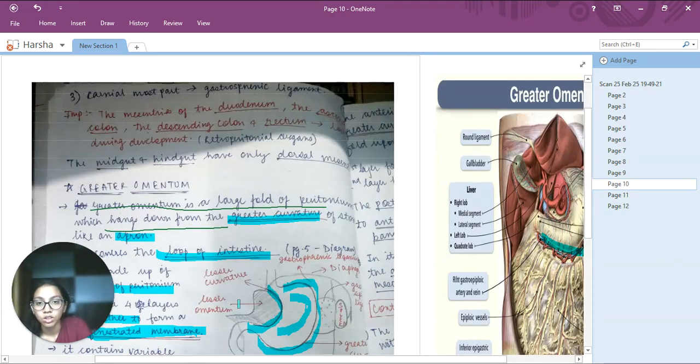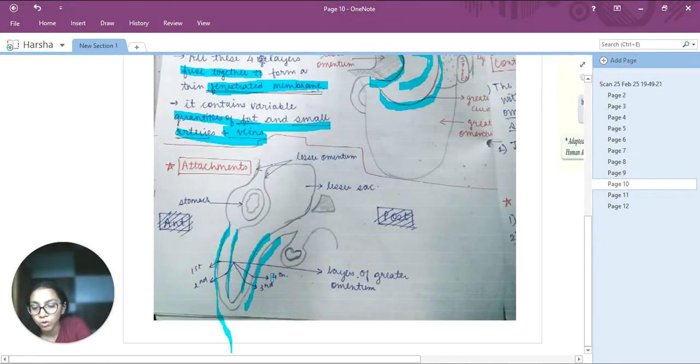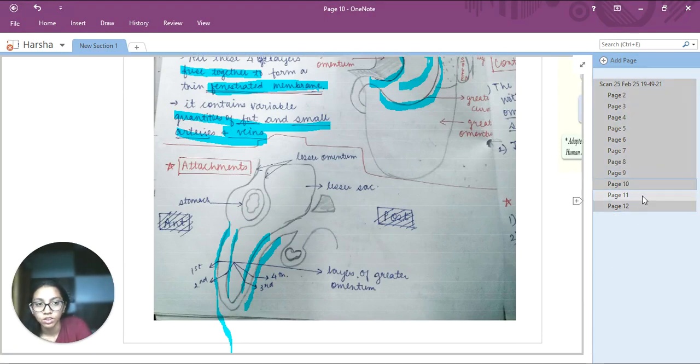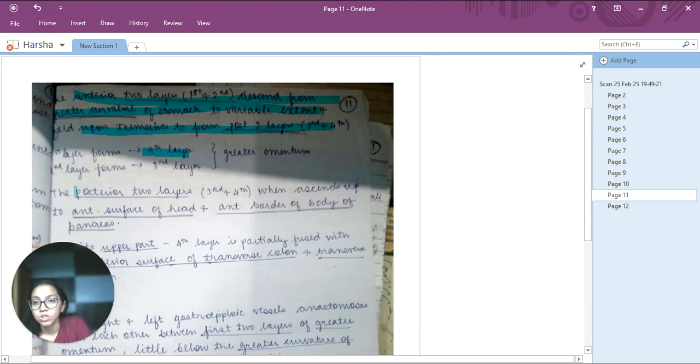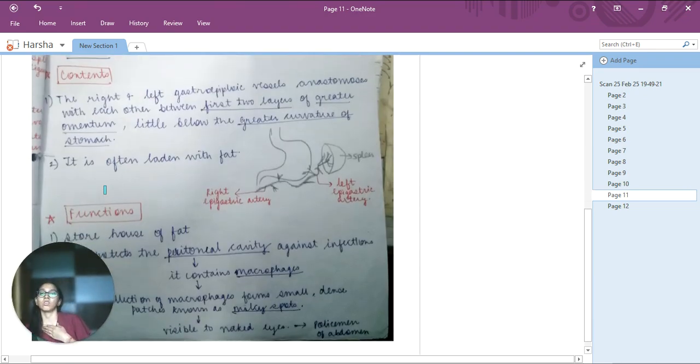So the first layer forms the fourth layer, and the second layer forms the third layer. The posterior 2 layers, that is third and fourth, then ascend to the anterior surface of the head and to the anterior borders of the pancreas. Okay. In its upper part, the fourth layer is partially fused with the anterior surface of the transverse colon and transverse mesocolon. Now, what are the contents of the greater omentum?